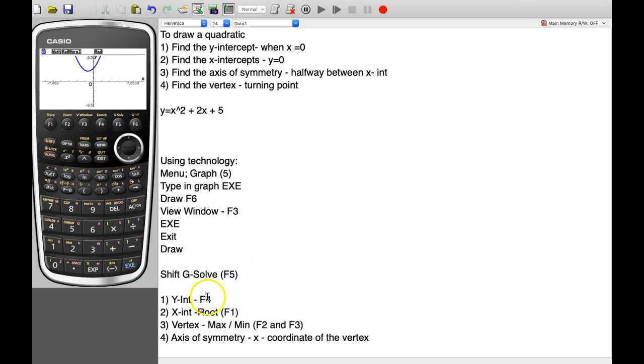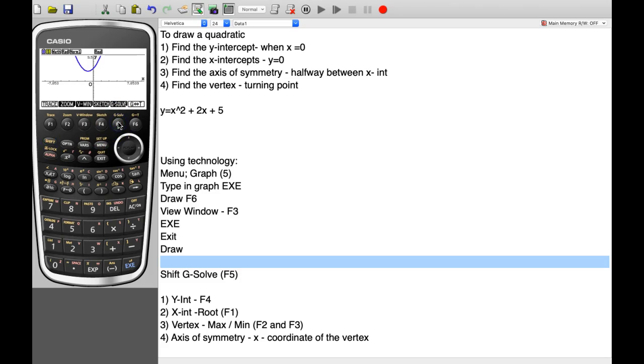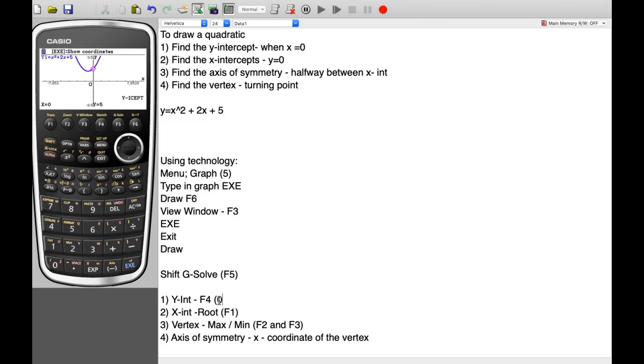So let's see if we can find the y-intercept. So we're going to first go Shift G solve. That's what it says here. So we're going to go Shift G solve, and to find the y-intercept, we push F4. That tells us the y-intercept occurs when x equals 0, which we know, and when y is 5.